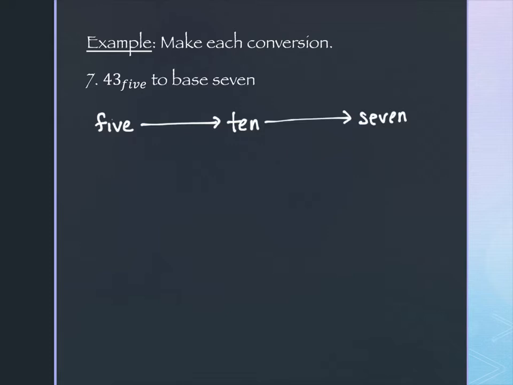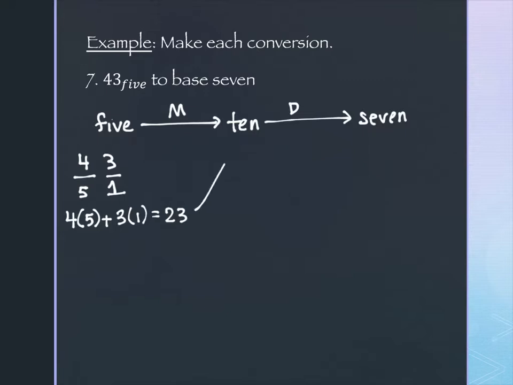Now, what you learned on the previous slides is that when we turn something from, say, base 5 into base 10, we multiply. And anytime we turn something from base 10 into some other base, we divide. So we have our number 43, and this is base 5, so it's the ones place and the fives place. So we start out with taking 4 times 5 plus 3 times 1. And once we get this, which is 23, we have our base 10 number.